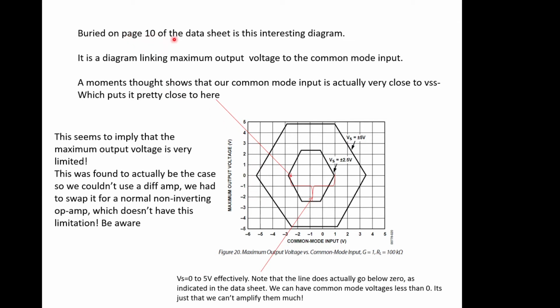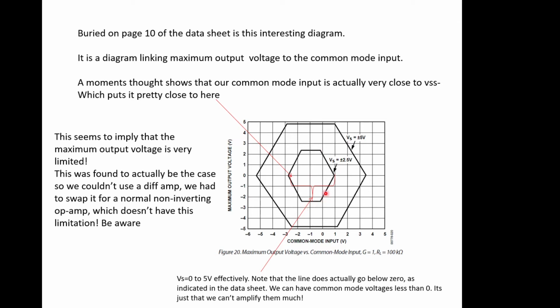Buried on page 10 of the datasheet, so it's a big datasheet, is this interesting diagram which we overlooked the first time round when we first designed the circuit. It's a diagram linking maximum output voltage to the common mode input, and you just look at that and go, oh, I don't quite understand what's going on here, but it's worth thinking about this for a little bit.